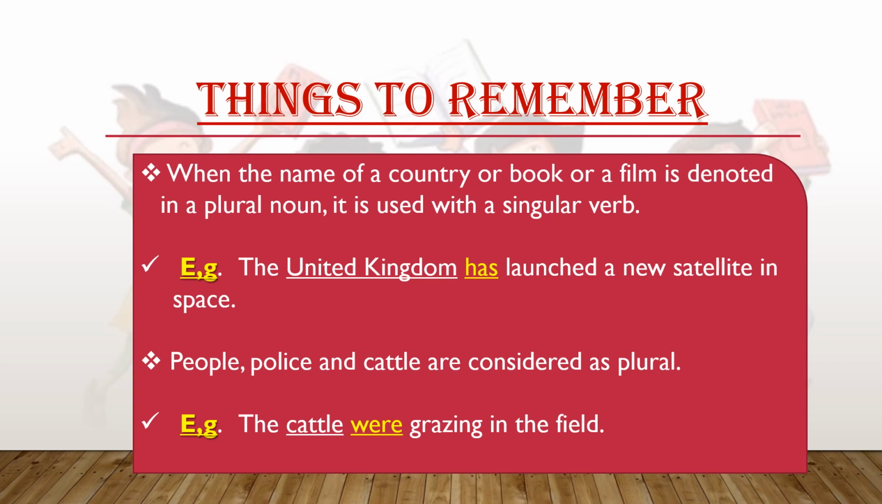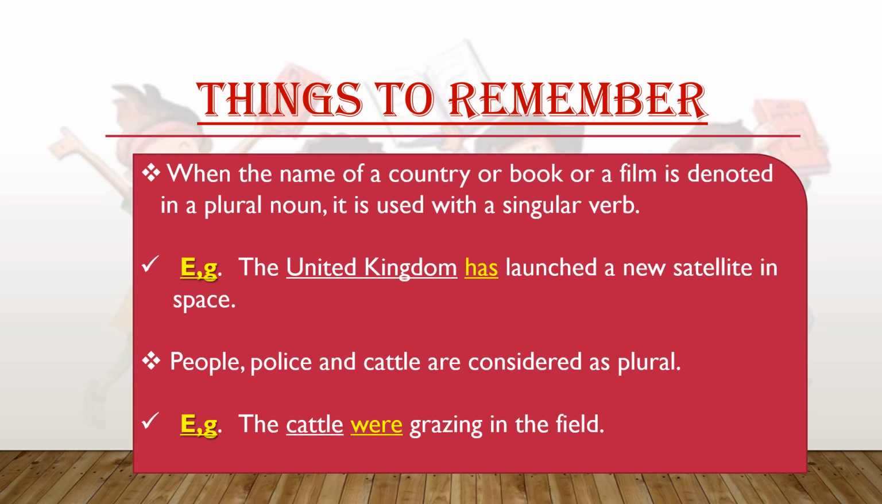When the name of a country or book or a film is denoted in a plural noun, it is used with a singular verb. Let us take an example to understand this better. The United Kingdom. Now over here, your noun is a plural noun. United Kingdom. There are two words given over here. But yes, the United Kingdom means what? It is one country together. We're talking about one only. So definitely it's a singular subject, and with a singular subject we will be using a singular verb, that is "has". The United Kingdom has launched a new satellite in space.